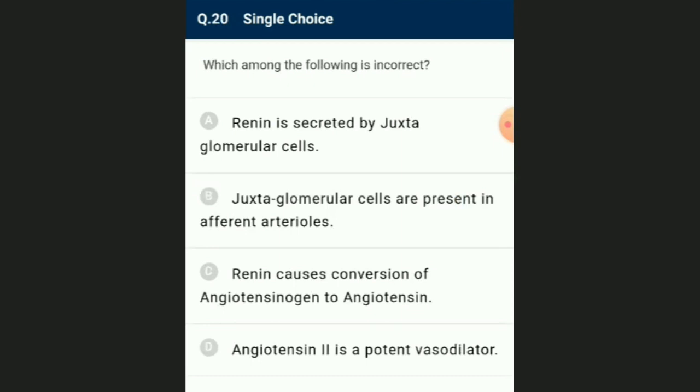Question number 20. Which among the following is incorrect? The juxtaglomerular apparatus plays a complicated regulatory role. A fall in glomerular blood pressure, that is GFR, can set off the juxtaglomerular cells to secrete renin, leading to the conversion of angiotensinogen in the blood to angiotensin 1 and further to angiotensin 2. The latter conversion is carried out with the help of angiotensin converting enzyme. Angiotensin 2 is a powerful vasoconstrictor. So the answer for this question is option D. The statement 'Angiotensin 2 is a potent vasodilator' is given. That is the incorrect one.